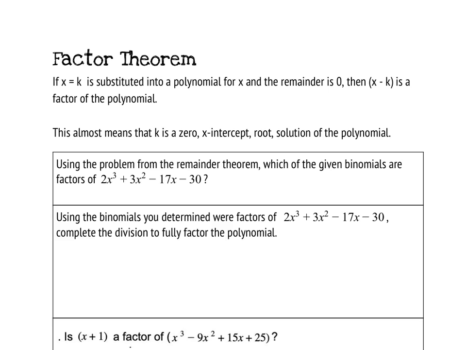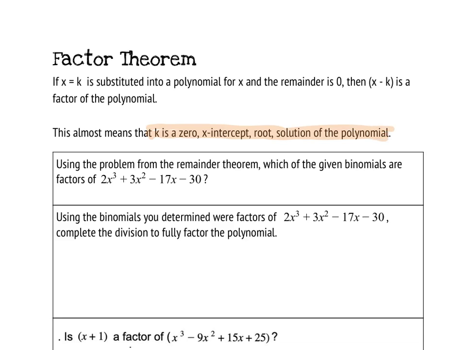So remember, we learned how to factor and we learned how to break down a polynomial into smaller pieces that have been multiplied together. What I'm saying is if I plug in my k value and it equals 0, then that piece is one of the factors of that polynomial. That also means that the k value itself is a 0, an x-intercept, a root, or a solution of the polynomial. So what does that mean? That means that it's where it crosses the x-axis.